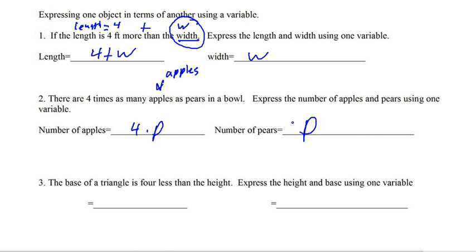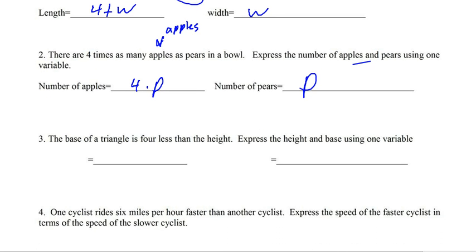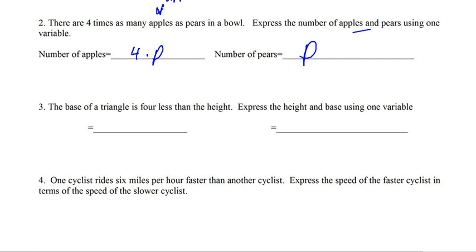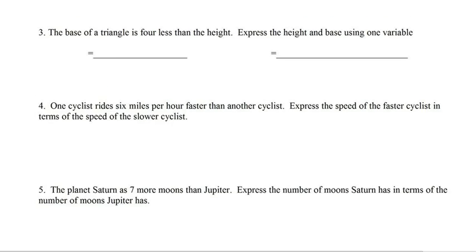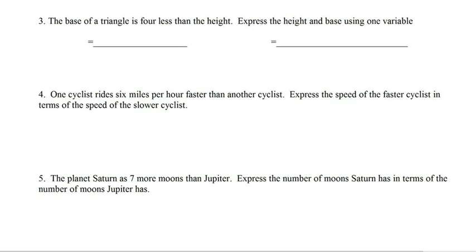4p and p. So if we had 5 pears, we'd have 4 times as many apples as pears. So if we had 5 pears, we'd have 20 apples. And that's all you're doing on each of these. One of them is going to be a letter. The other one's going to be an expression based on that letter. So let me get you started on the next one. I've got a bunch of problems for you to try, and then we'll go back over all of them together. But I want you to try them first.